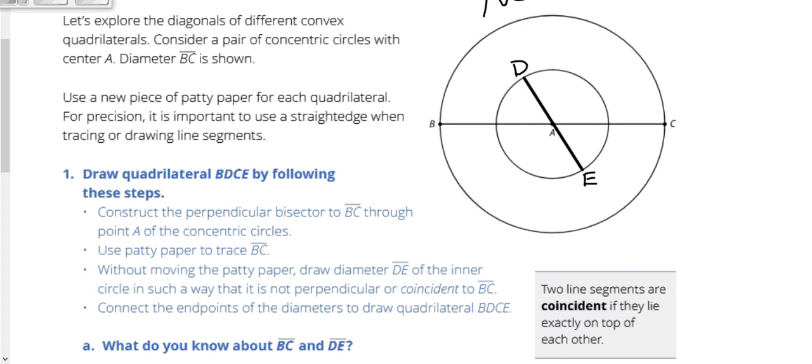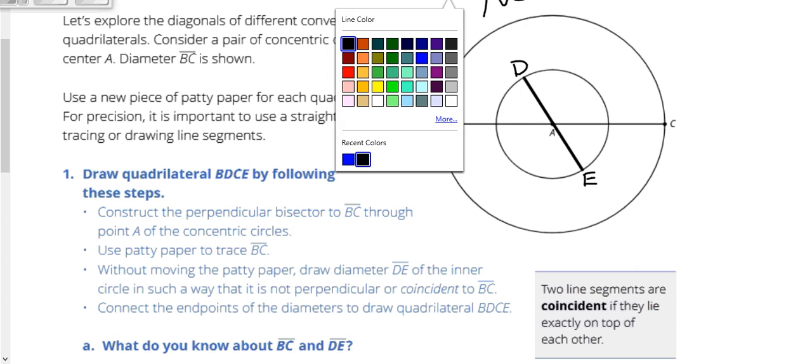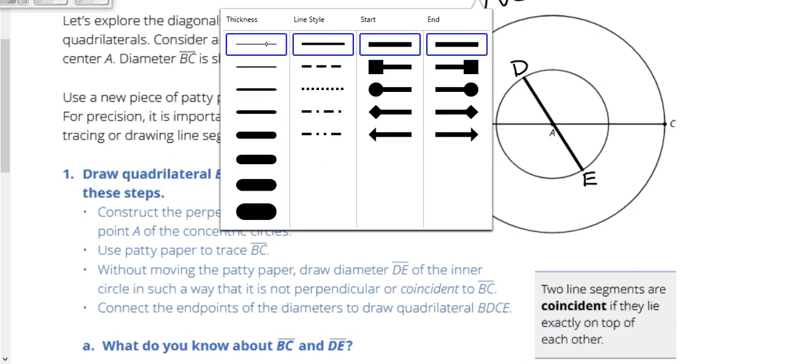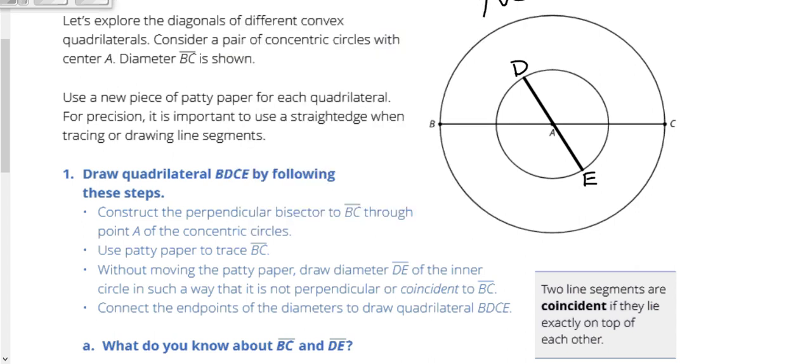Then the next bullet in the blue says connect the endpoints. So I need to connect the endpoints, and here I want to do a different color so that it shows up a little bit better. I'm just going to connect the endpoints here of B to D, and I'm going to connect the endpoints of D to C, and then C to E, and E to B. So go ahead and use your ruler and connect your endpoints there. And then it's going to ask us some questions about this.